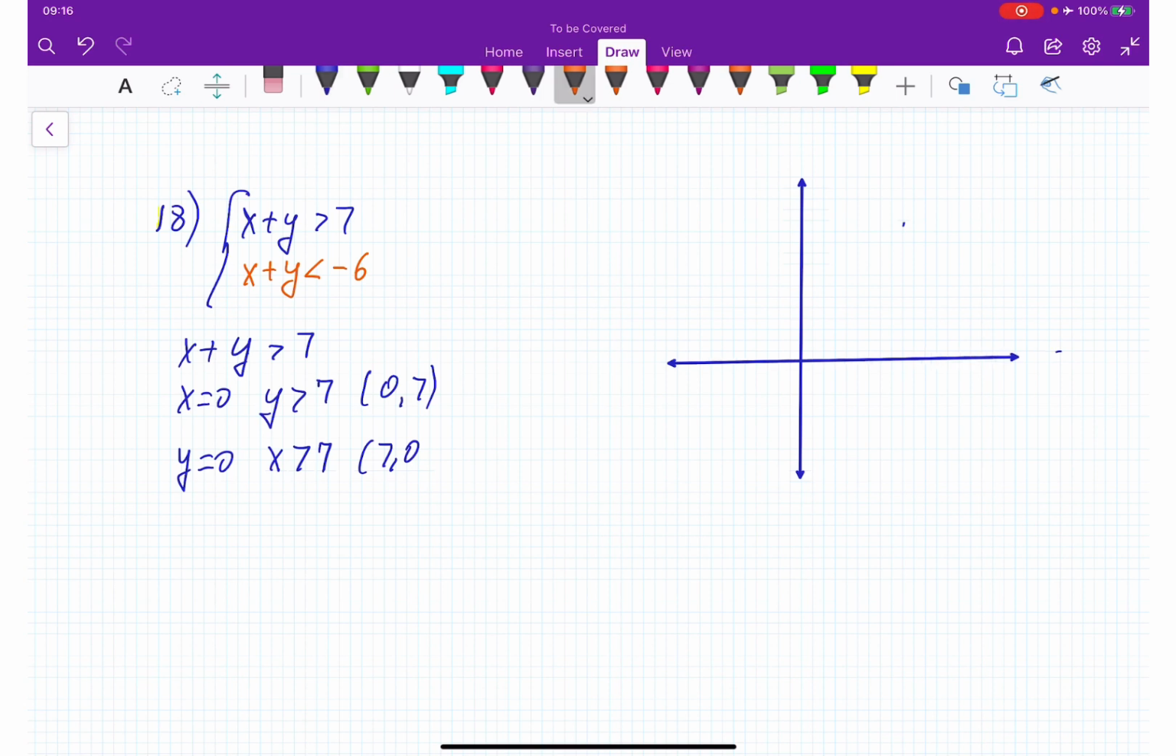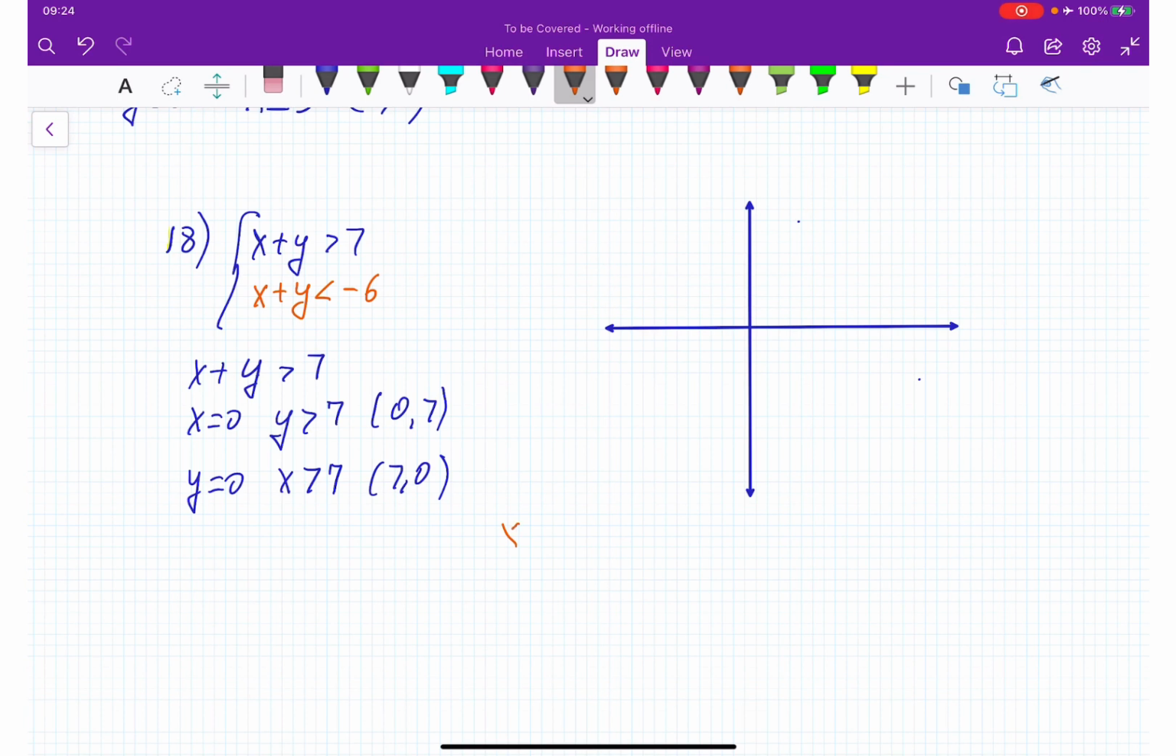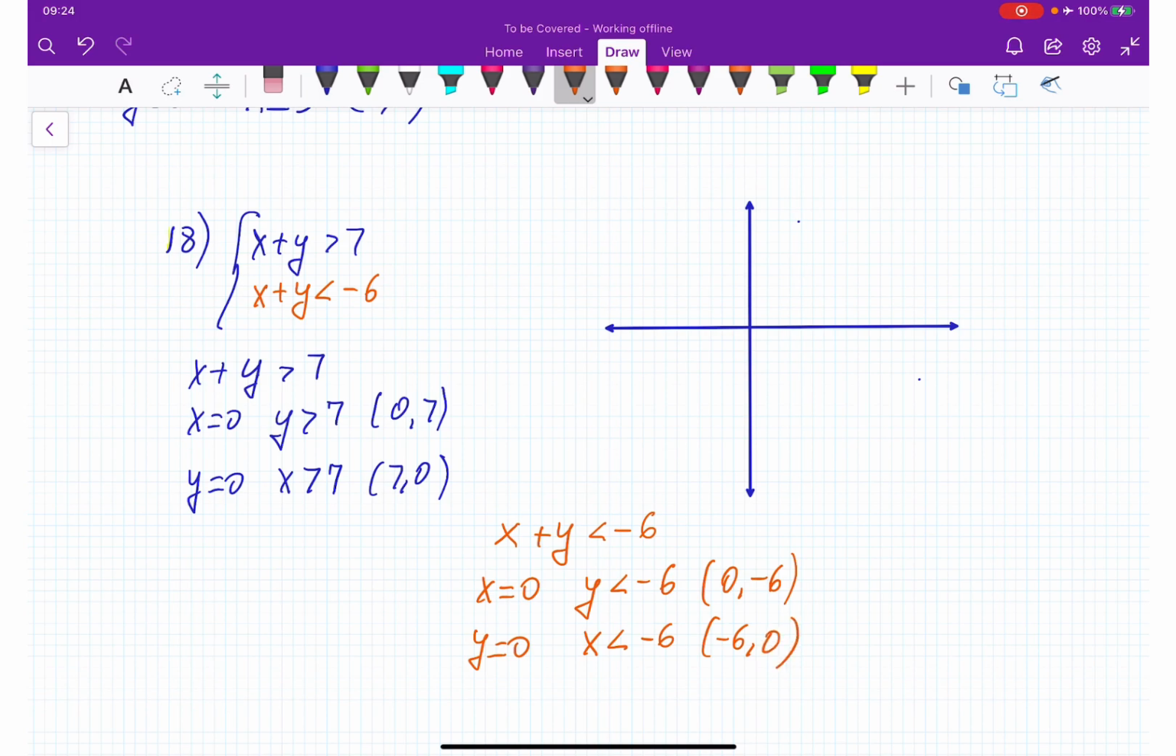Now next one. Less than negative 6. So from here, x is equal 0, y is less than negative 6, y is equal 0, x is less than negative 6. So we have 0, negative 6 points, and negative 6 and 0 points.